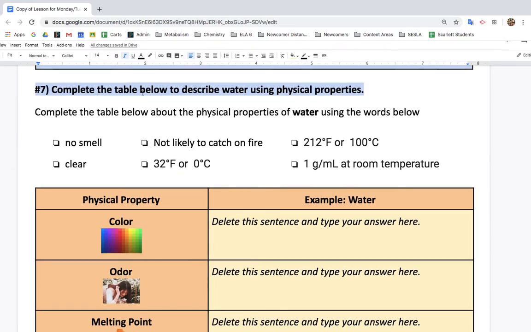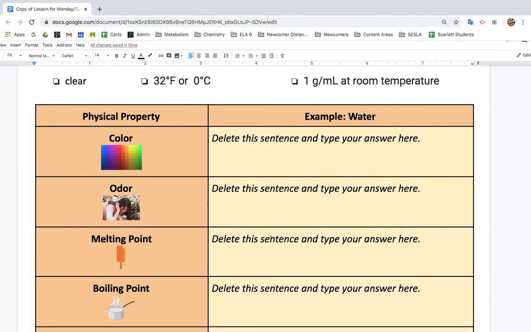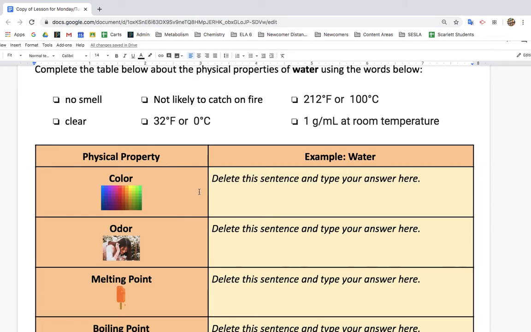Elaborate. Complete the table below to describe water using physical properties. And here's some words that we can use. No smell, not likely to catch on fire, 212 degrees Fahrenheit or 100 degrees Celsius, clear, 32 degrees Fahrenheit or 0 degrees Celsius, or 1 gram per milliliter at room temperature. So our first one is color. Which one of these words describes color? I think clear. So I'm going to delete this and write that for water, the color is clear.